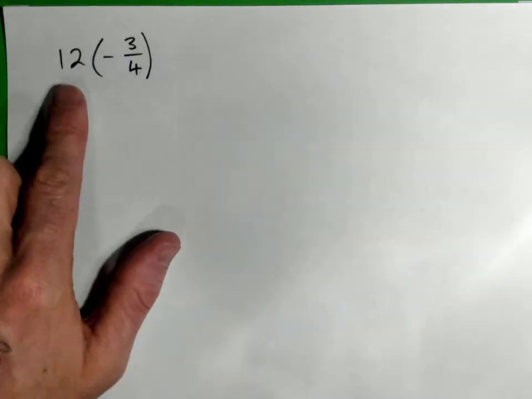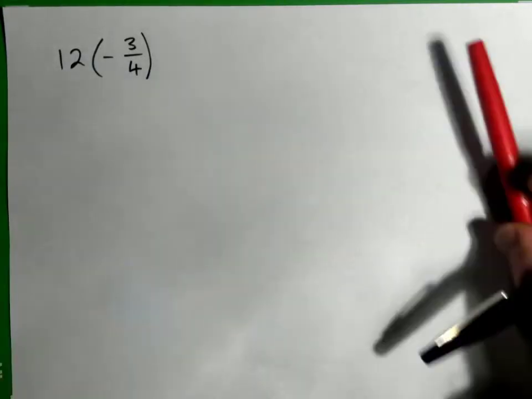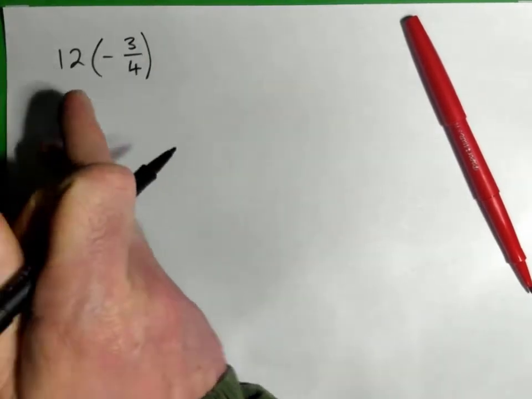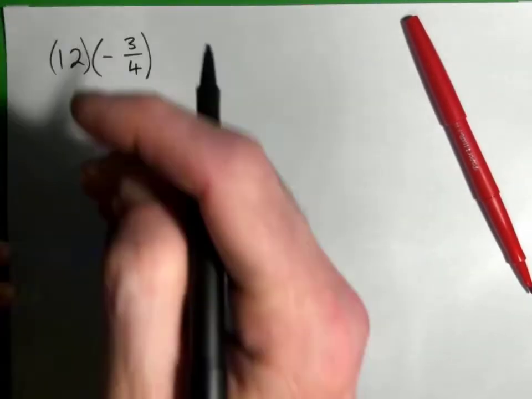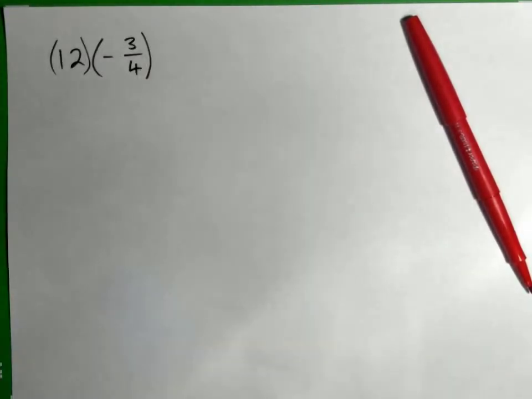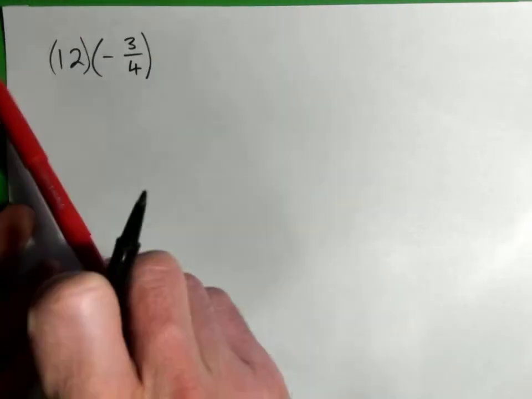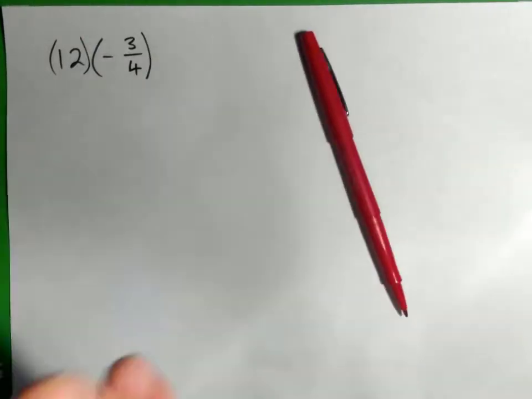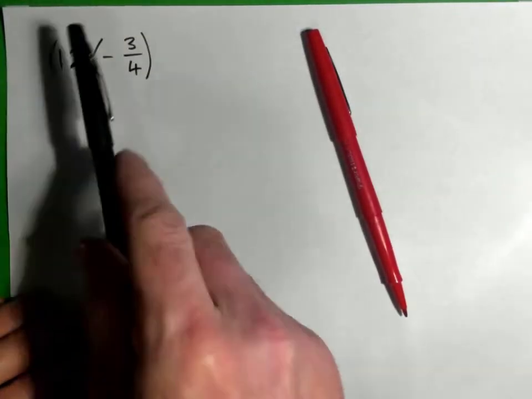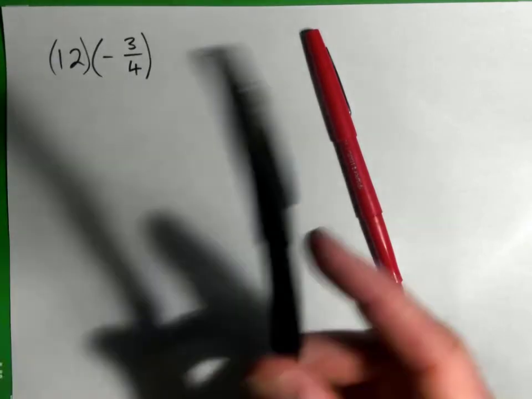So you've got 12 times negative 3/4, right? This is a number, like a whole number, multiplied by a fraction. When we're multiplying fractions, we like to multiply the tops and then multiply the bottoms. The problem here is that we've got a whole number times a fraction, and so it's a little confusing.